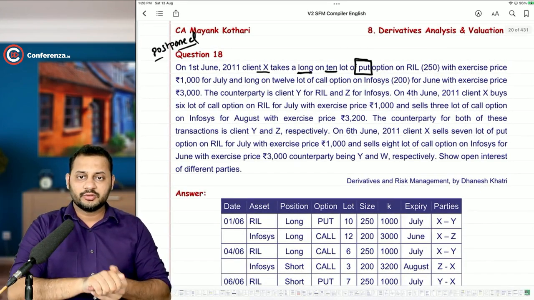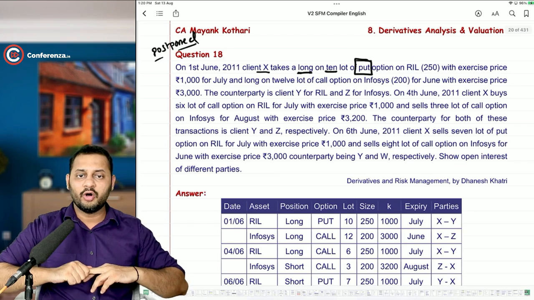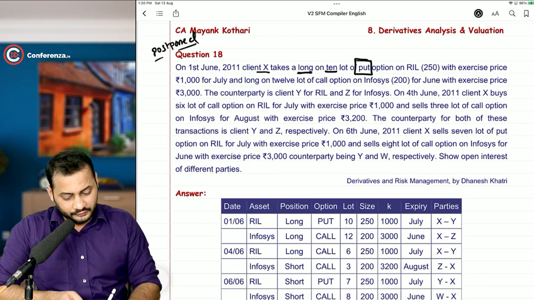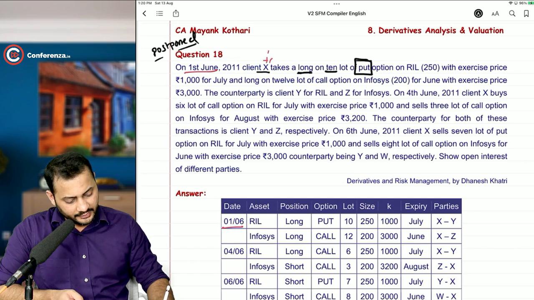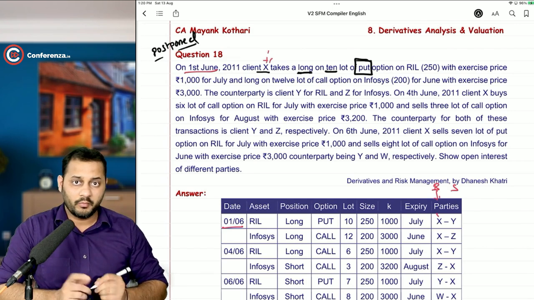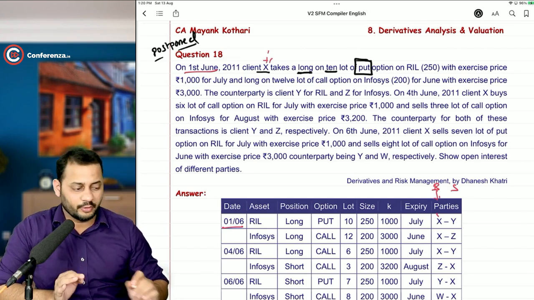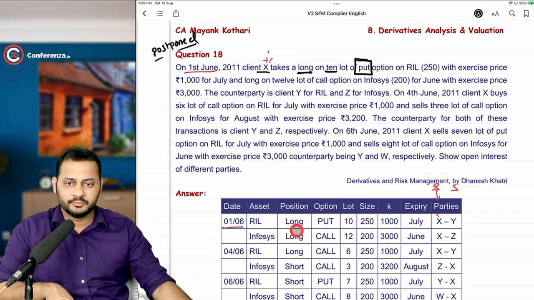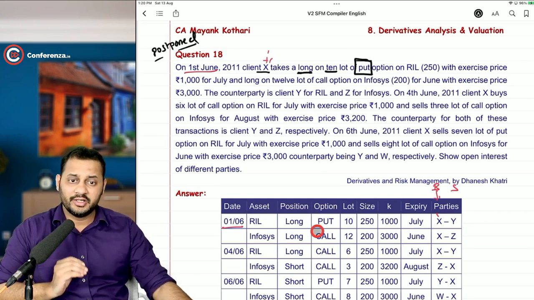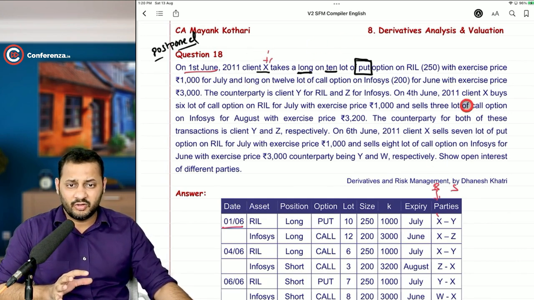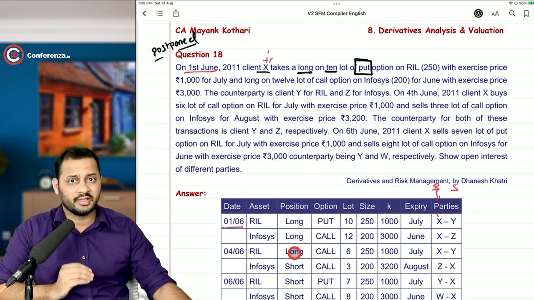On 1st June 2011, client X takes a long on 10 lots of put options. On 1st June, client X is the buyer. So in this case, the first party is the buyer, the second party is the seller in the last column. He takes a long on 10 lots of put options. So this is long, this is a put option. You need to create a table of what exactly the question is, so that all these messed up things are properly organized in a table.